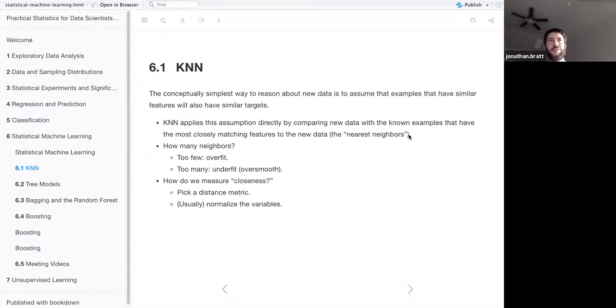So if I have a new example and I want to predict its target, well, I find examples that have similar features to this example, the neighbors, and I use their targets to predict the new target. So I have known examples and I have a new piece of data coming in, then KNN just says, okay, let me find the examples that most closely match my new example. Those are the neighbors. And I'll take the targets for those known examples and assume that that will be the target for the new case.